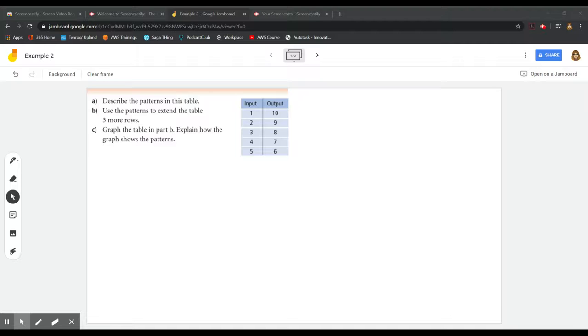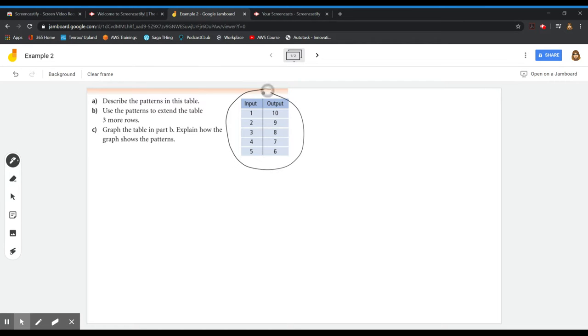All right, grade 7s, you were asked to describe the patterns in this table, then use the patterns to extend the table 3 more rows, and then lastly, graph the table from here and explain how the graph shows the patterns. So if we're to be looking at this table and we want to be describing the patterns in the table, we can be identifying a pattern rule right now.